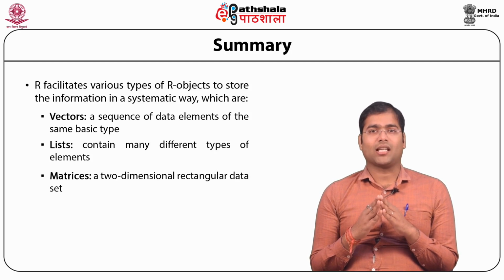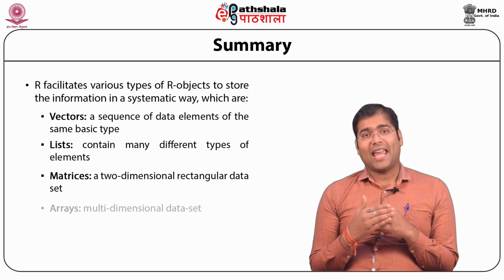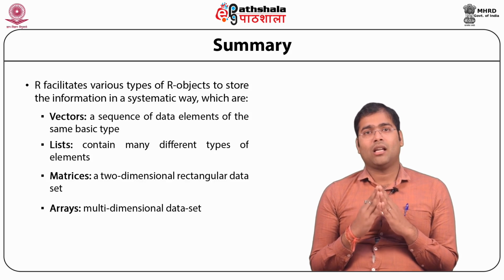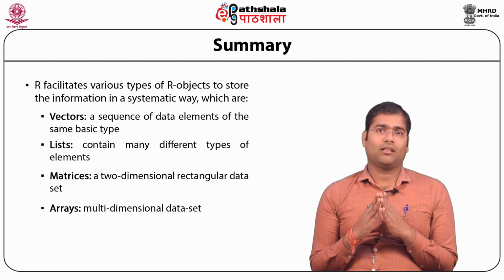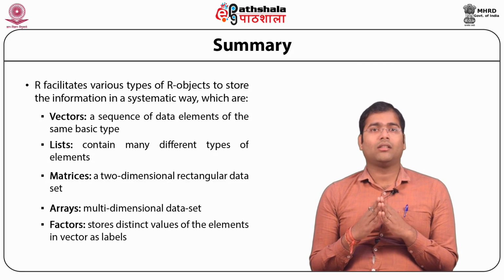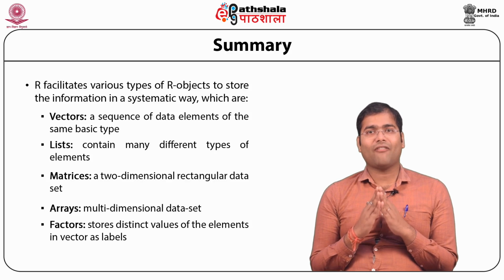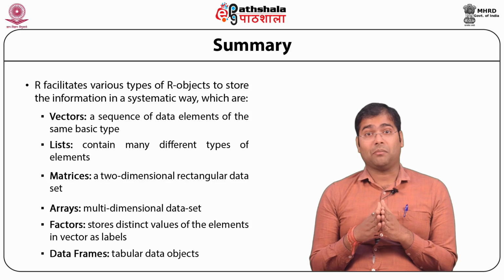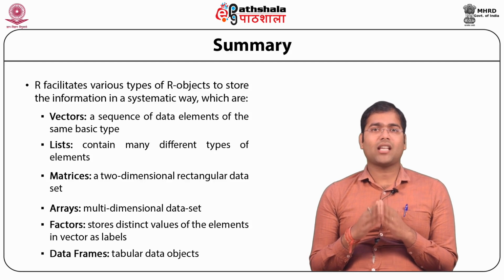Next is matrices. Matrices are generally two-dimensional rectangular data sets. Third, arrays. This data structure is a multi-dimensional data set. And factors. A factor stores distinct values of the elements in a vector and labels them. And data frames, which are a very important data structure in R. It is actually a tabular data object.